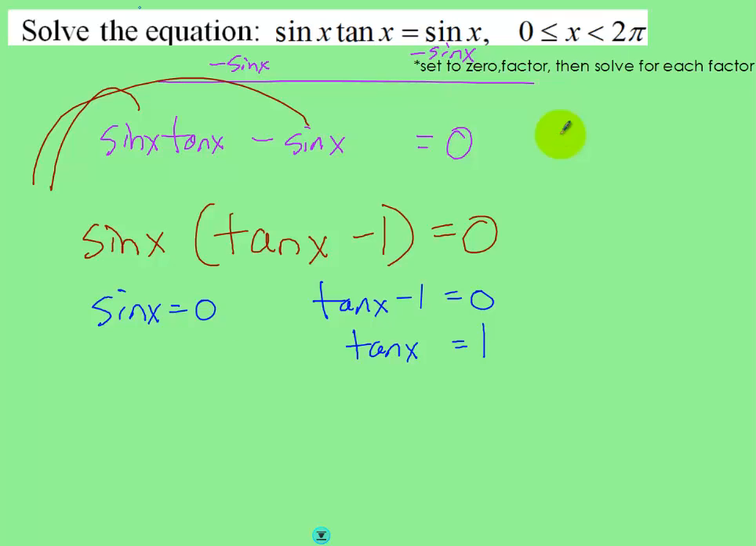Now the domain is between 0 and 2 pi. So sine of x equals 0. Well, sine is the y values. Between 0 and 2 pi, that happens at 0, and it happens at pi. And it happens at 2 pi, but that is not in our domain.